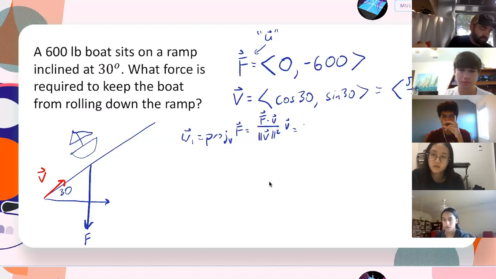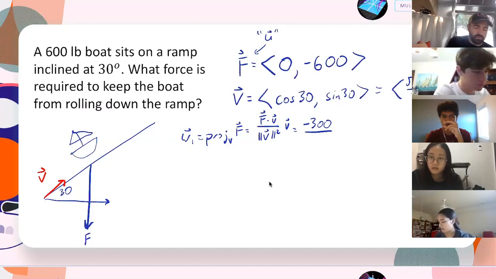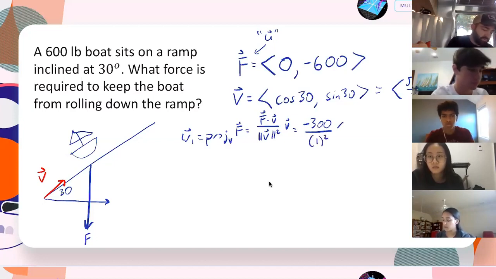So we'll have negative 300. The magnitude of V, well, it's a unit vector. We chose a unit vector. So the magnitude of V is 1 here. But if you wanted to square both of those things and add them together, you'll have 3/4 plus 1/4 is 4/4. So the magnitude here is 1, times V itself.